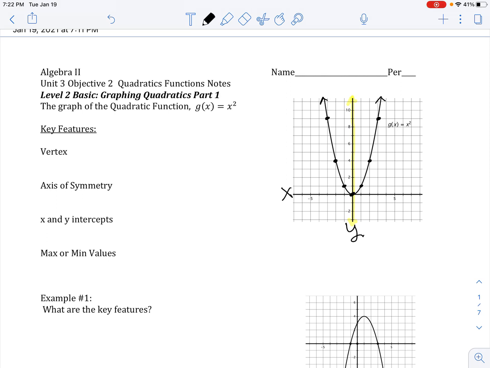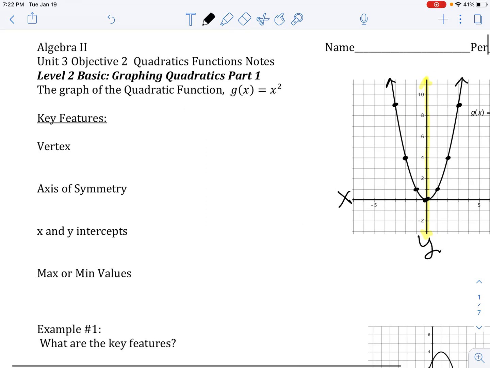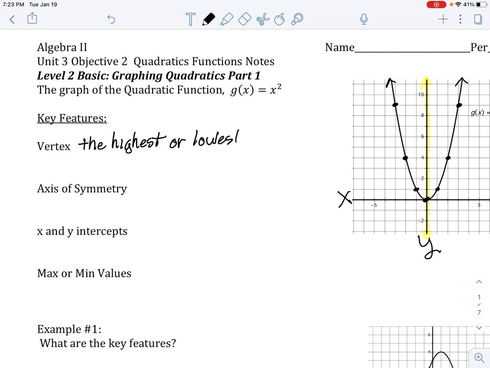All right, so let's write down what these key features are. So the vertex of the quadratic. The vertex is the highest or lowest point on the function. Okay, it's also called the turning point.